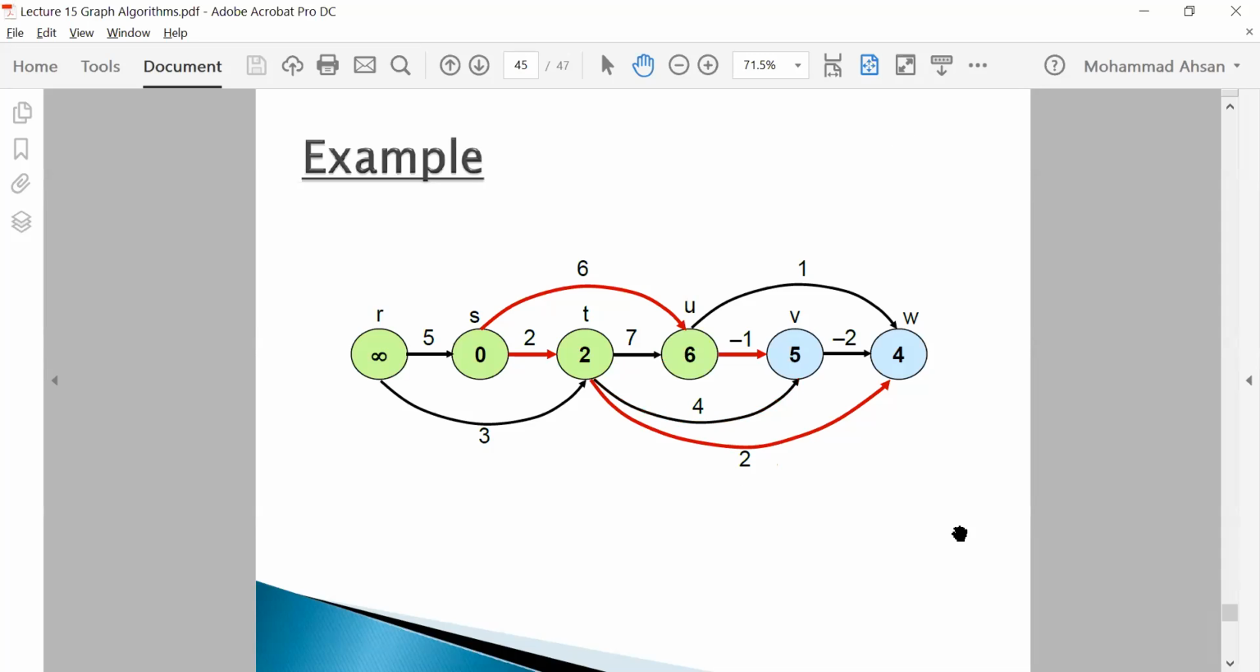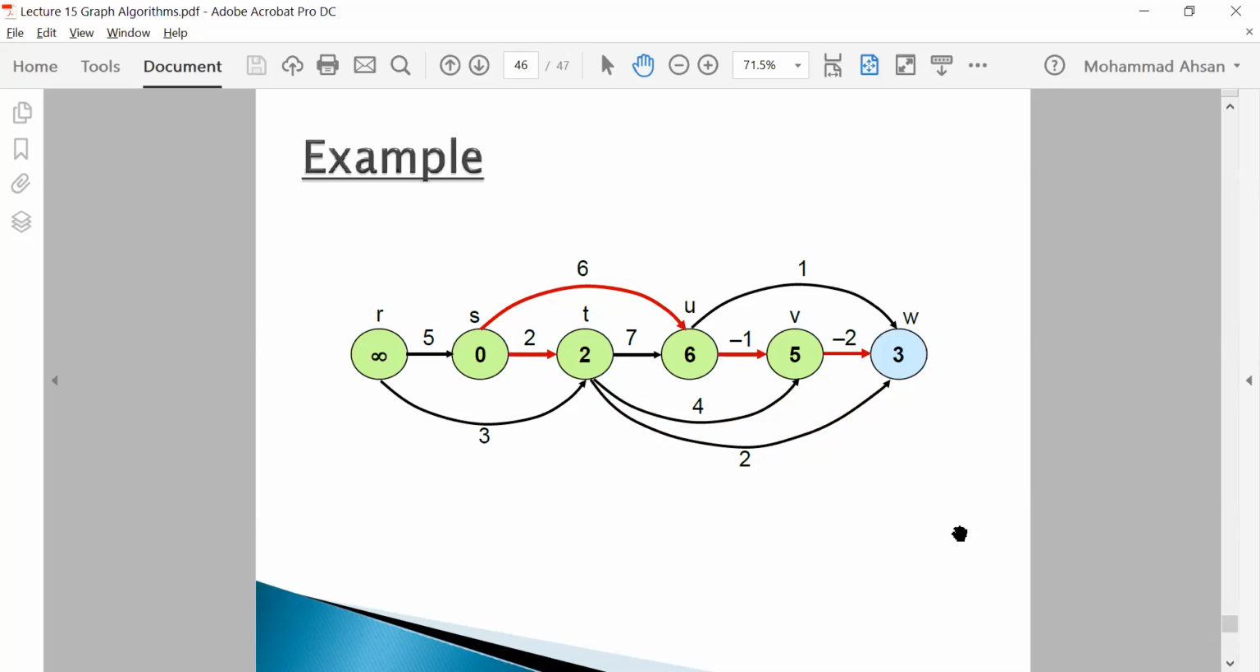Now U is highlighted. U has a distance of 6. If you see, V had a distance of 6 also, but U's 6 minus 1 from U to V changes it to 5. 6 plus 1 for W makes 7, but so we retain the 4. Then we move on to V. You see the distance of W is 4. V has a distance of 5. 5 minus 2 is 3, which is less than 4.